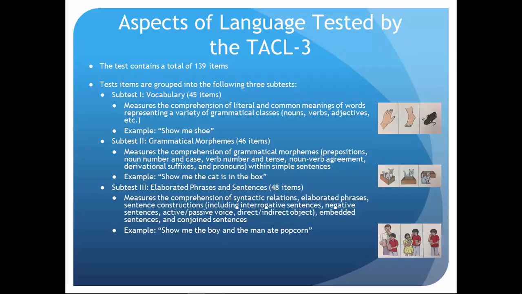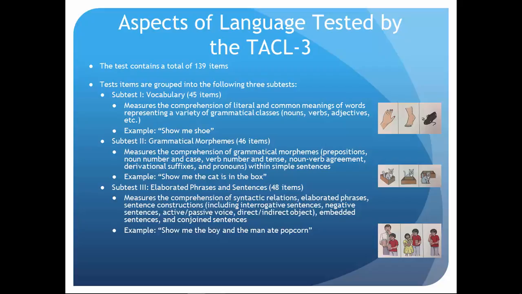On the TACL-3, there are a total of 139 test items, divided into 3 subtests. These tests are vocabulary, which includes 45 items measuring the comprehension of literal and common meanings of words. This covers grammatical classes such as nouns, verbs, and adjectives. An example of one page of this subtest can be seen to the side here. You can see, show me shoe, and a child would point to the 3rd item.